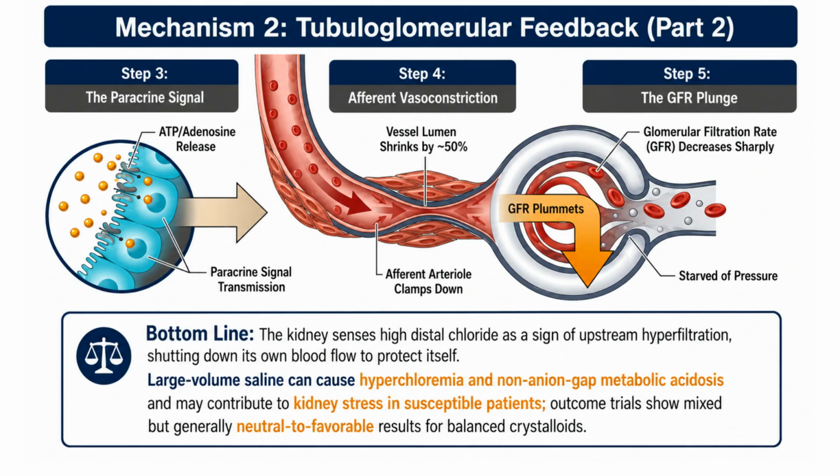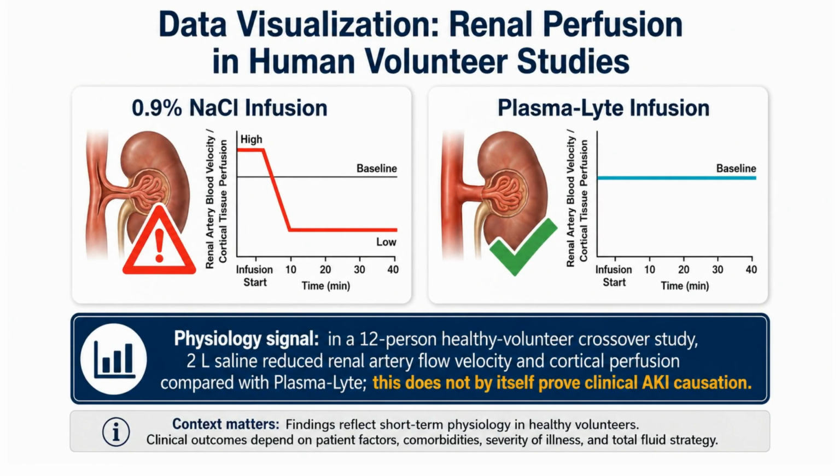The human physiology studies help frame this. Human volunteer data give us a physiology signal. In a small crossover study, healthy volunteers receiving 2 liters of saline had lower renal artery flow velocity and lower cortical perfusion compared with Plasma-Lyte.